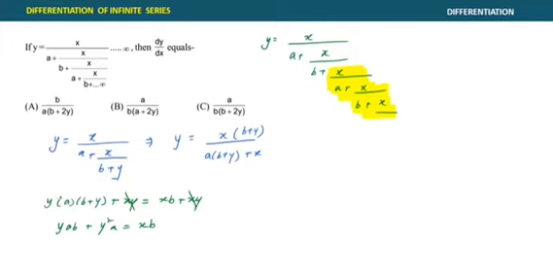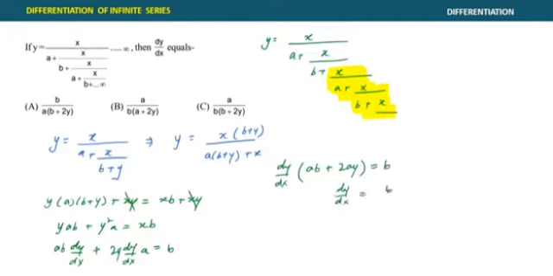Now just differentiate. If I differentiate, this becomes ab times dy by dx, and this will be plus 2y dy by dx times a, and this will be b only. So now you have got the answer. Just collate the terms of dy by dx. So dy by dx times ab plus 2ay is equal to b. So you will get the answer of dy by dx as nothing but b by a times b plus 2y. This is the answer we were looking for, which is straight away in option A.